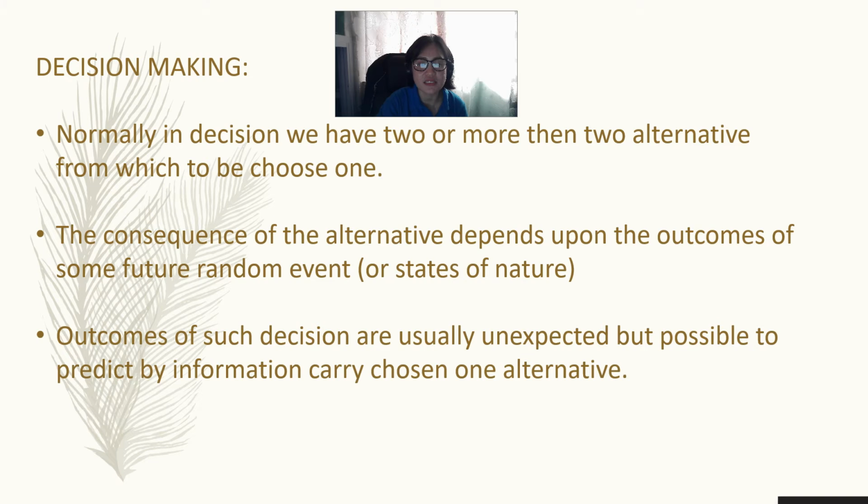Normally in a decision, we have two or more alternatives from which to choose one. Most likely, a common decision tree analysis structure contains two alternatives from which to choose one, and at the end of the analysis you only have to choose which alternative is the best and will arrive at the best result. And then we also have the consequences.